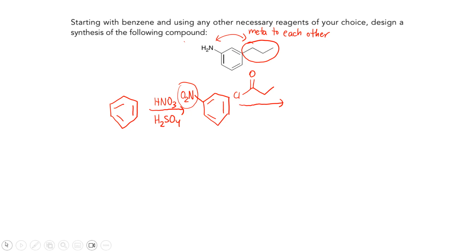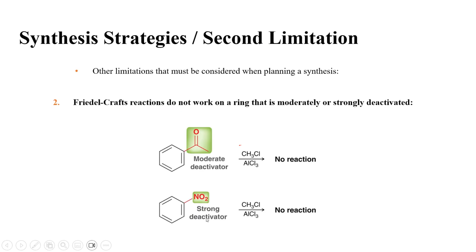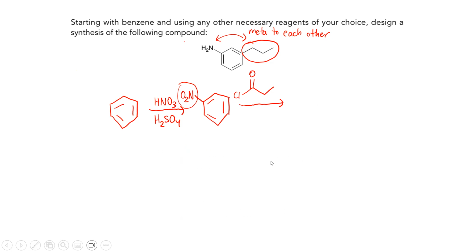Let's just go back to our slides here. One of the synthesis strategy limitations was you cannot do a Friedel-Crafts alkylation or acylation with strong deactivating groups. You get no reaction. So this is actually not a good idea. This isn't going to work. Well, that sucks. That means we can't add the NO2 group first, can we? What if we add the other group first? What if we do the Friedel-Crafts acylation first?